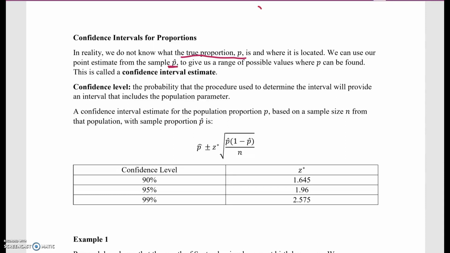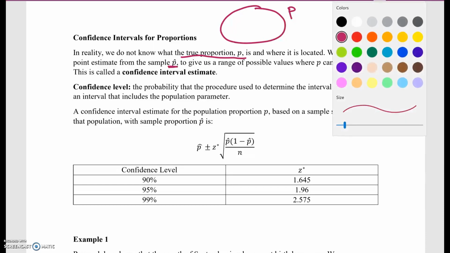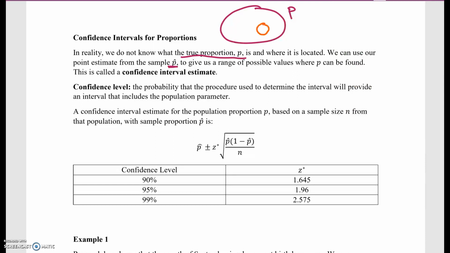So if you remember, here is the population, and the population has the true parameter p. So we can't possibly get every single person. So what we do, we gather a sample and give an estimate for p, and we call that p hat. So p hat here is what we're going to call my point estimate. So it is an estimator for p.